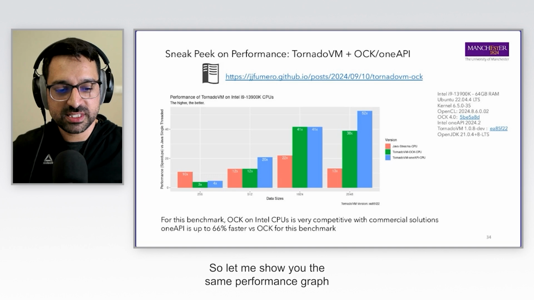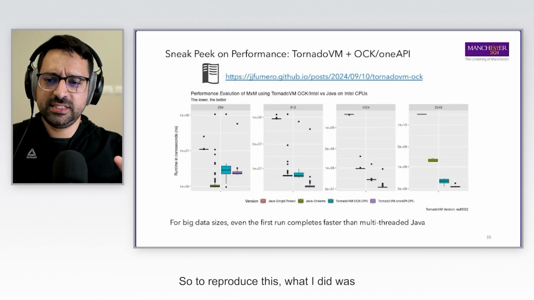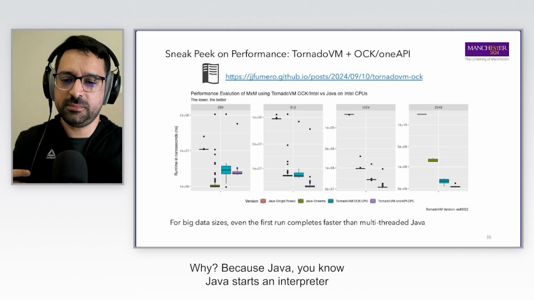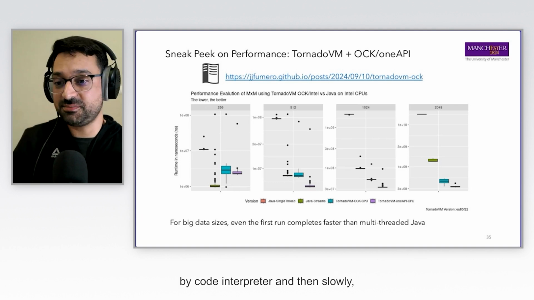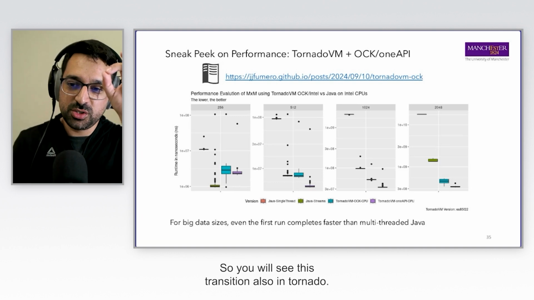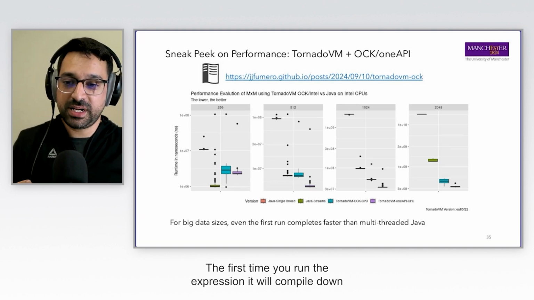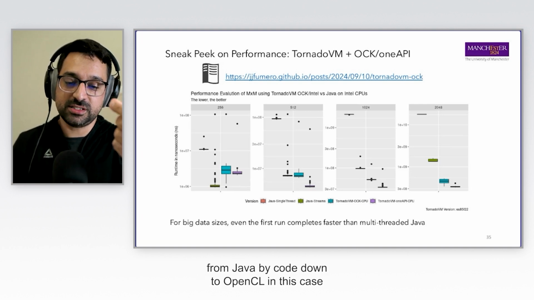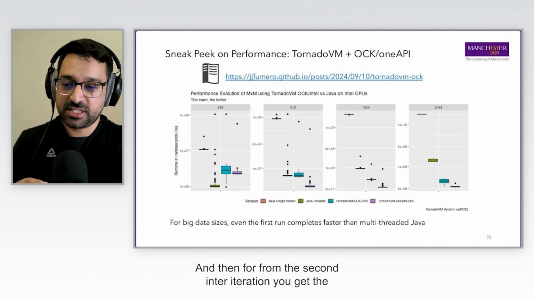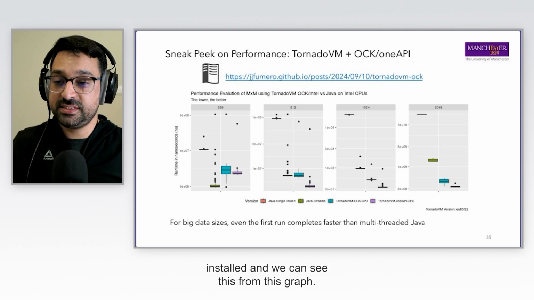So let me show you the same performance graph, but with different data. To reproduce this, what I did was to run 100 iterations, all the combinations. Why? Because Java starts in the bytecode interpreter, and then slowly it compiles the code until you get the fastest code. So you will see this transition. Also in Tornado, the first time you run the expression, it will compile down from Java bytecode to OpenCL, in this case, because we use the Intel CPU with OpenCL, right? And then from the second iteration, you get the fastest code because it's already installed in the code cache. And we can see this from this graph.